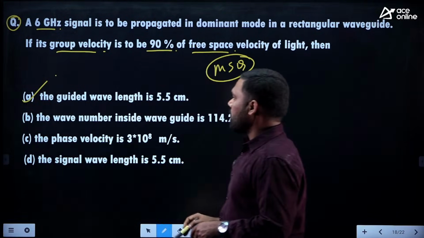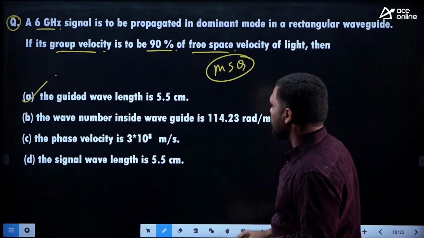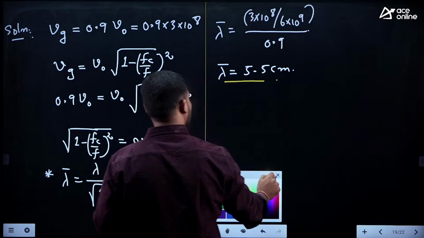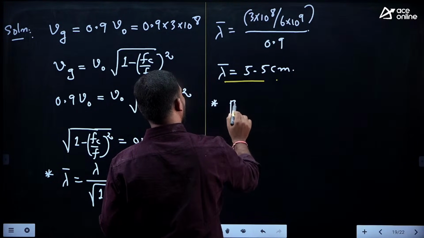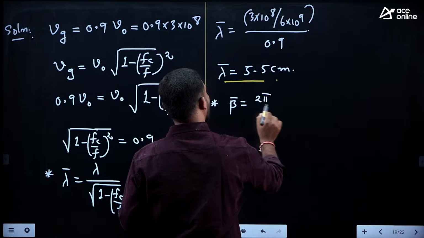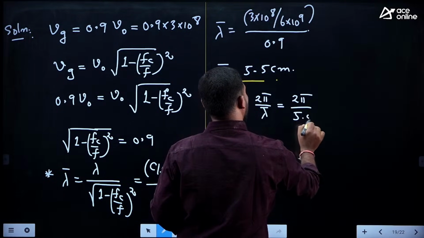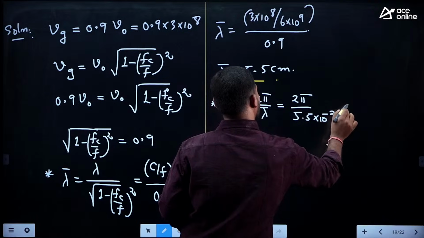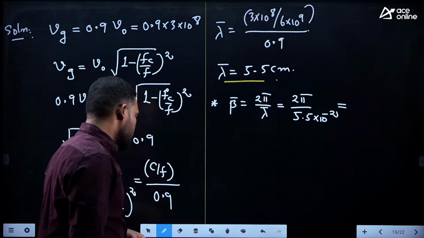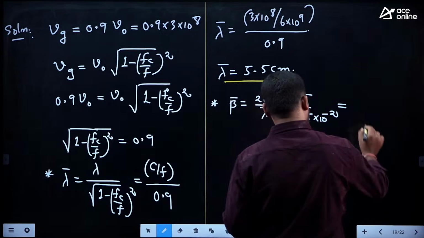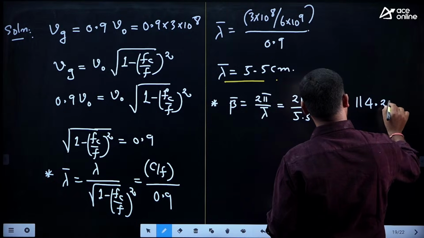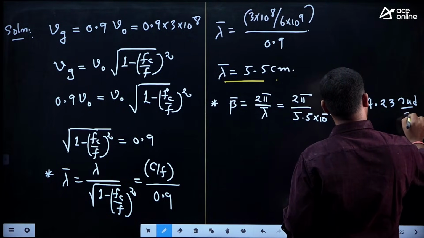Next, the wave number inside the waveguide. What is the wave number? The phase constant is also called the wave number, so it is β̄. So β̄ is equal to 2π by λ̄, which is 2π divided by 5.5×10⁻² meters. My calculator is showing its value as 114.23 radians per meter.